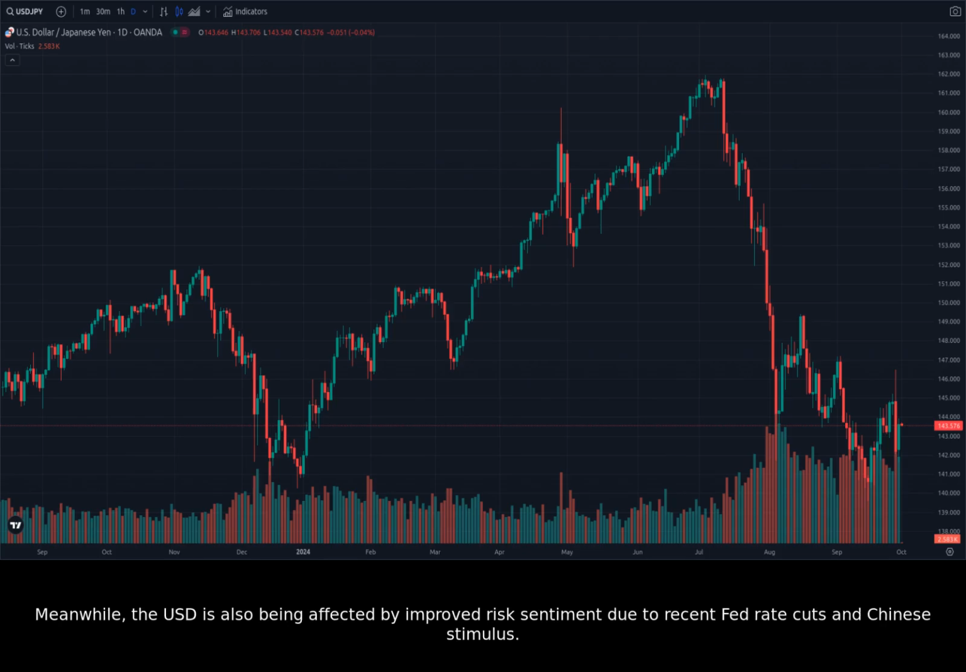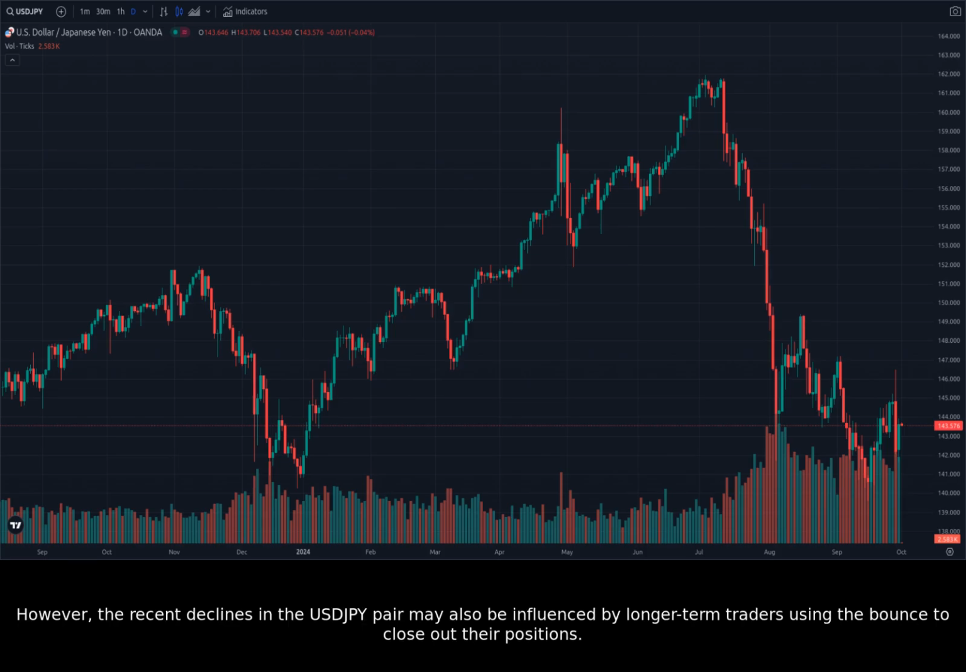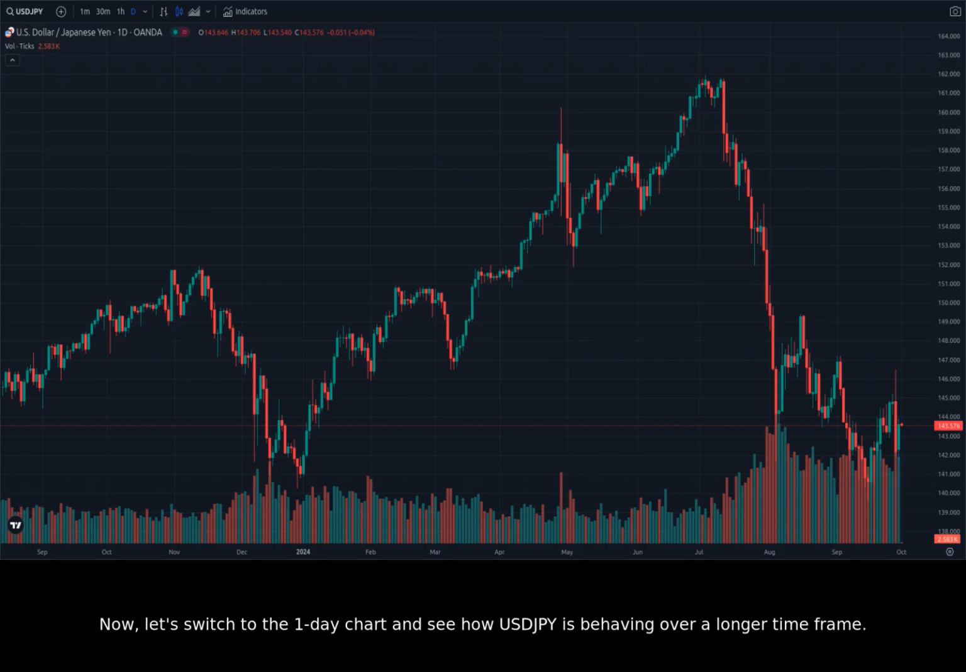Meanwhile, the USD is also being affected by improved risk sentiment due to recent Fed rate cuts and Chinese stimulus. U.S. 10-year yields are rising, suggesting reduced recessionary risks. However, the recent declines in the USDJPY pair may also be influenced by longer-term traders using the bounce to close out their positions. Now, let's switch to the one-day chart and see how USDJPY is behaving over a longer time frame.